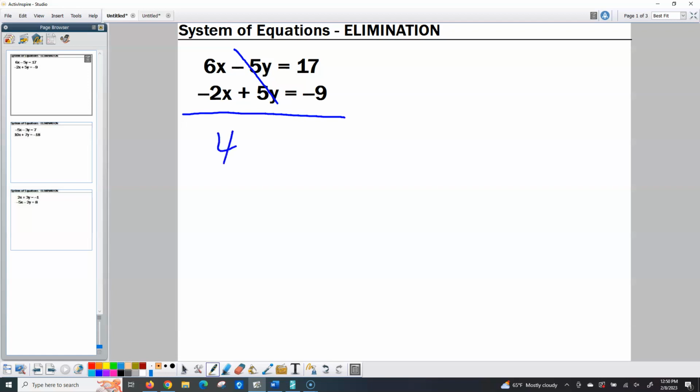That's going to leave me with 4x equals 8. So 6x and negative 2x would give me 4x, and 17 and negative 9 would give me 8. Divide by 4, divide by 4, x equals 2. Man, that was easy.